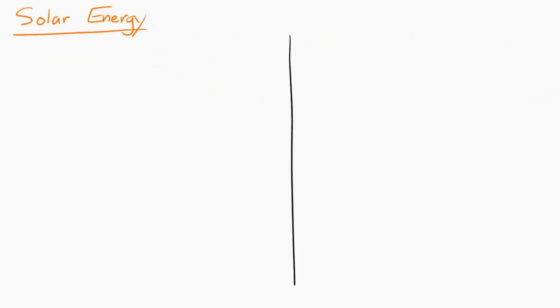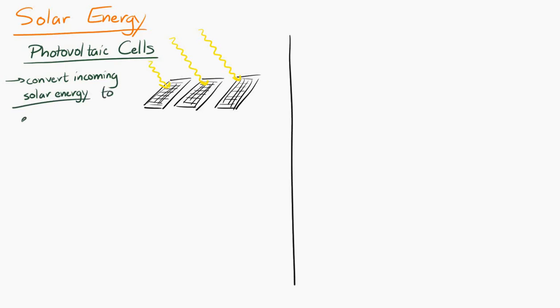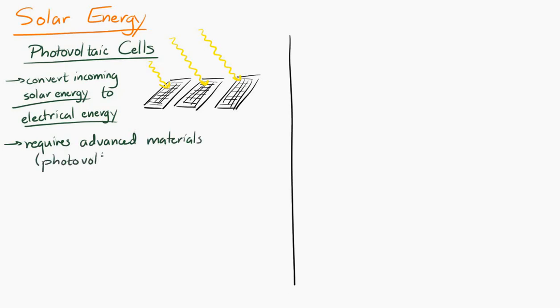Finally, we'll look at solar energy, and we're going to look at two different types of solar energy. First, we'll look at photovoltaic cells. Now, these are the kind of classic solar energy panels that we usually see around. The idea of these is that they convert solar energy, energy that's coming in through sunlight, into electrical energy directly. This is done by using advanced materials called photovoltaic cells, or PV cells, and we're not going to talk too much about exactly how these work.